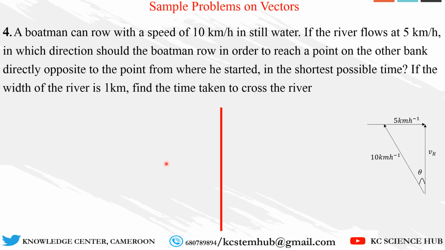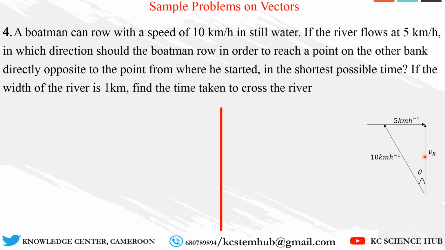The last problem, which I suppose you have attempted, is right with this diagram here. A boatman can row with a speed of 10 kilometers per hour in still water. So that's absolute velocity right there. If the river flows at 5 kilometers per hour, in which direction should the boatman row in order to reach a point on the other bank directly opposite to the point from where he started in the shortest possible time? If the width of the river is 1 kilometer, find the time taken to cross the river.